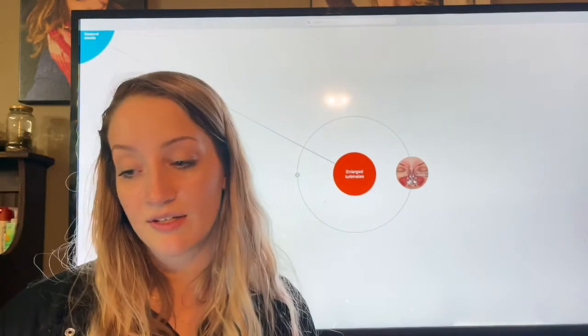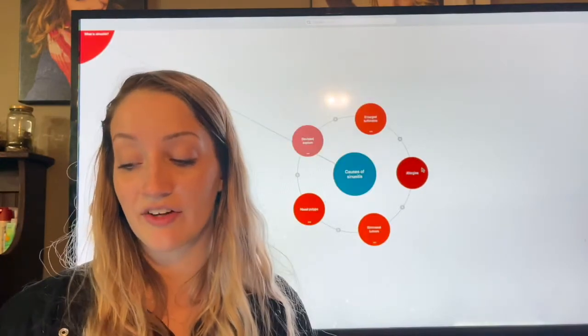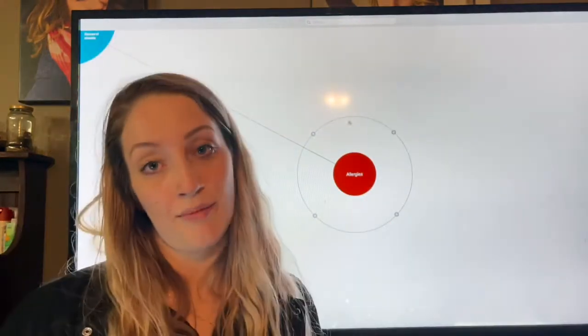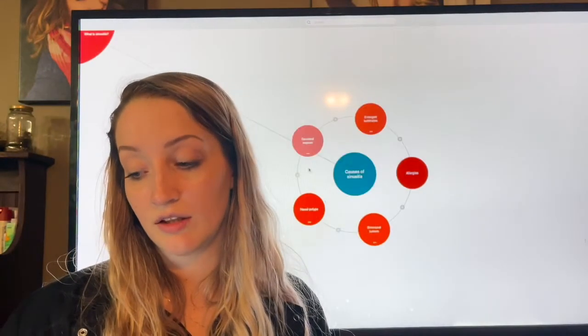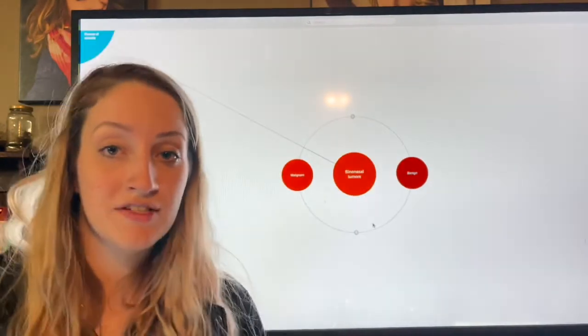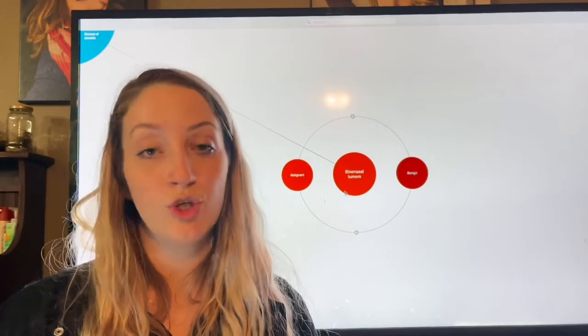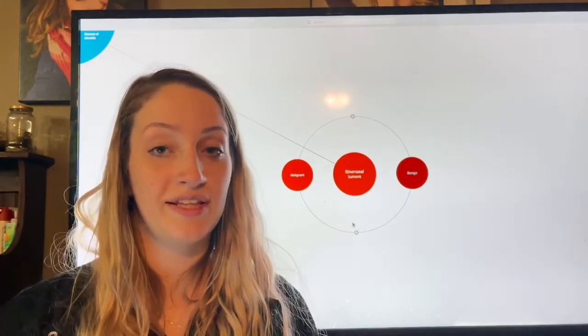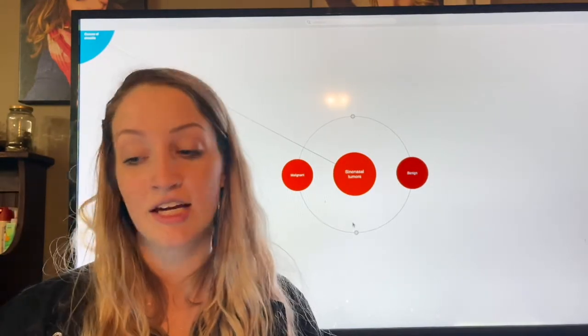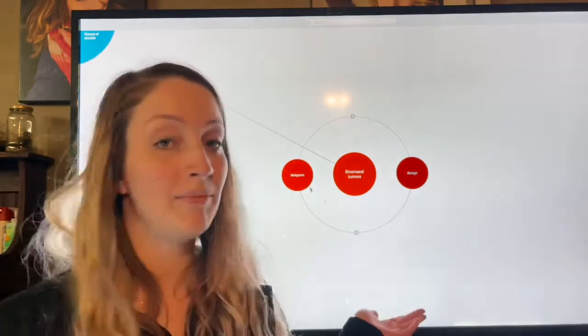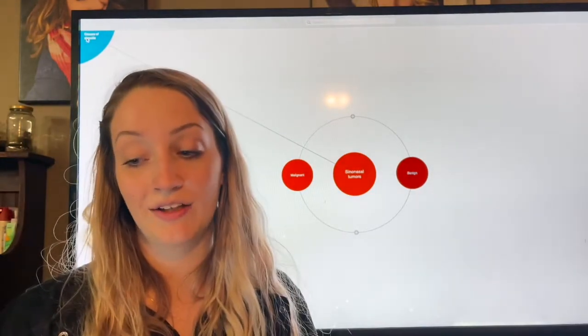Another cause of sinusitis is allergies, which is the most common cause. Another cause of sinusitis is sinonasal tumors, which are just tumors that grow in these sinus cavities. They can be either malignant or benign, but that can cause sinusitis.